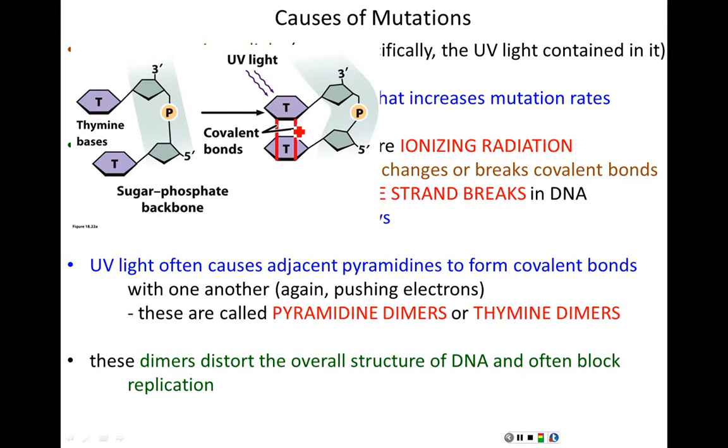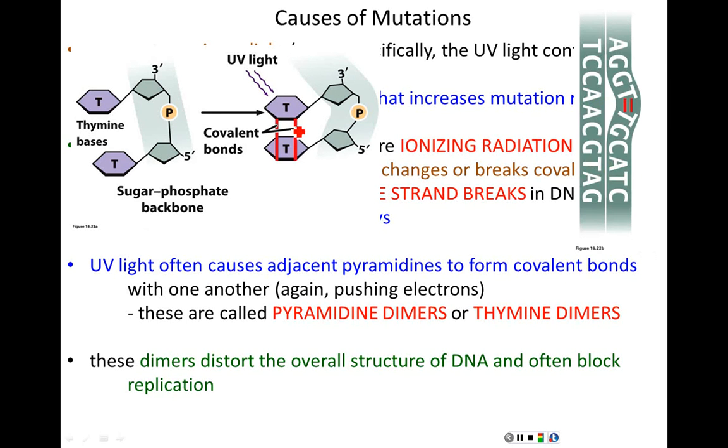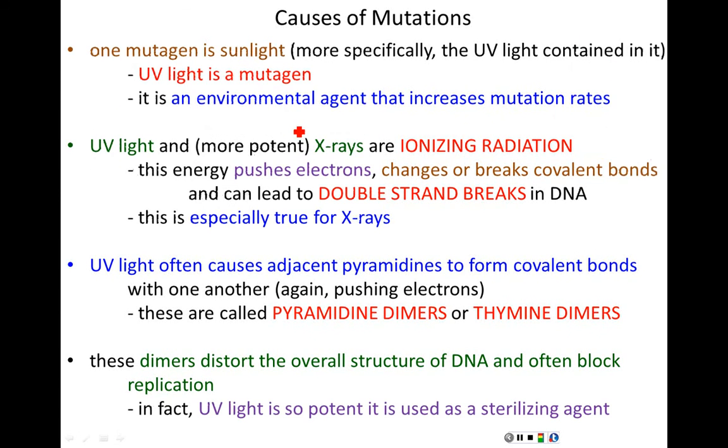These dimers distort the overall structure of DNA. They often get in the way of that DNA polymerase enzyme, which is trying to copy DNA, so they often block DNA replication. When DNA replication is blocked, we often have problems with replication. We have breaks sometimes. We have cell death sometimes.